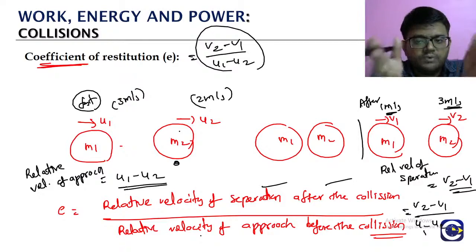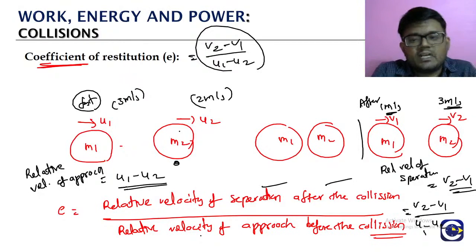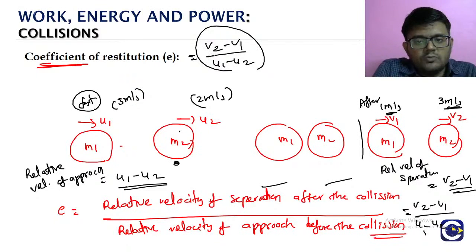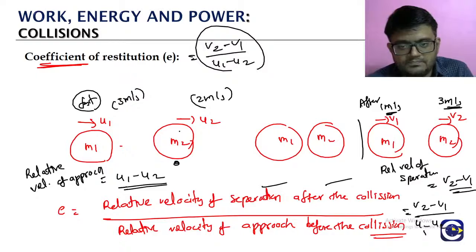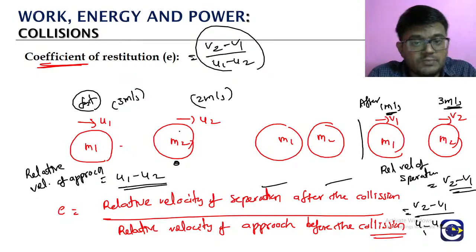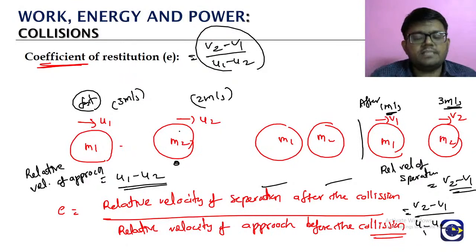But if you take a modulus, it does not matter. Taking a modulus means whether you write v2 minus v1 or v1 minus v2 does not matter, because if you put the modulus, you will anyway take the absolute value only, right? But if you want to write the exact formula, this is how it should be written: v2 minus v1, the relative velocity of separation after collision, divided by u1 minus u2.